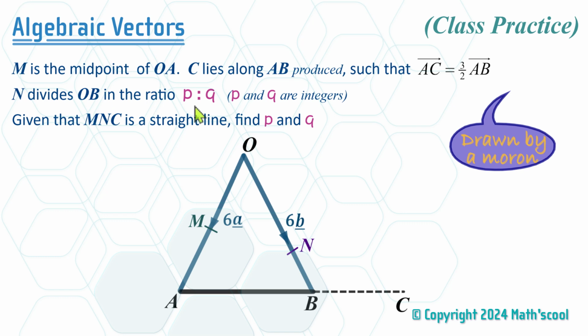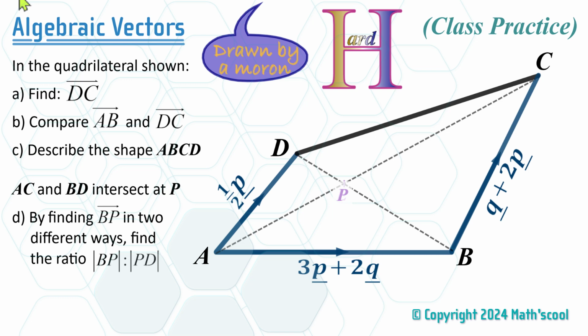This one, again, it's a ratios thing. Given MNC is a straight line, find P and Q. So this is like that other one where we had to find the lambda. And then this one is really tricky. So when we do this in class, I'm really expecting the brightest students to help out a lot here.